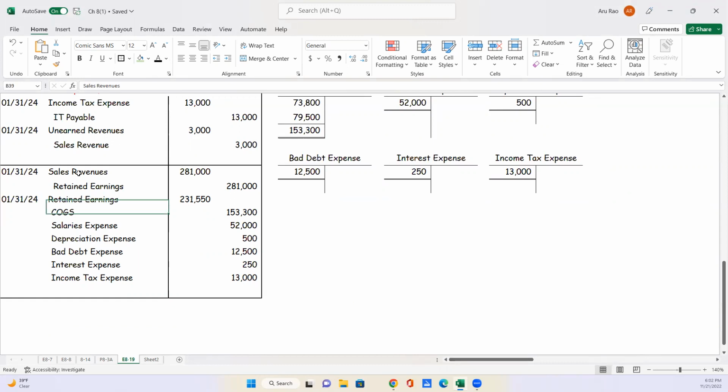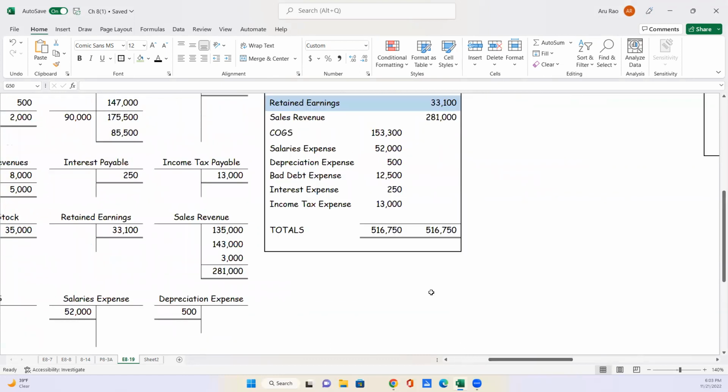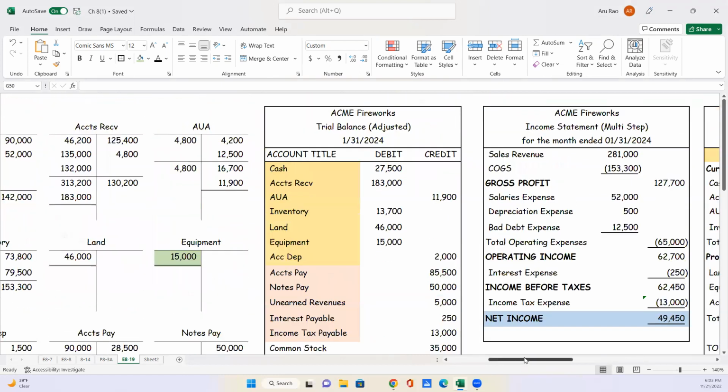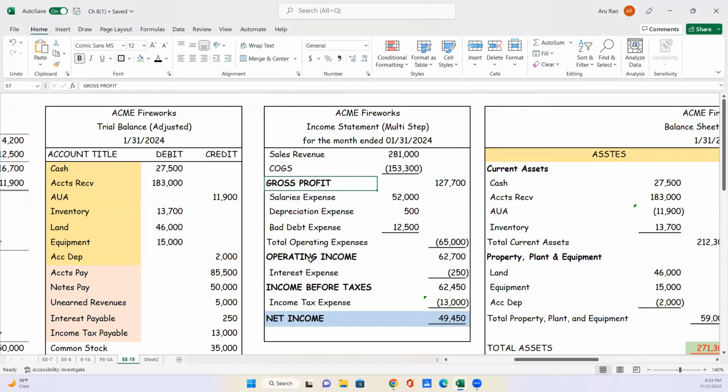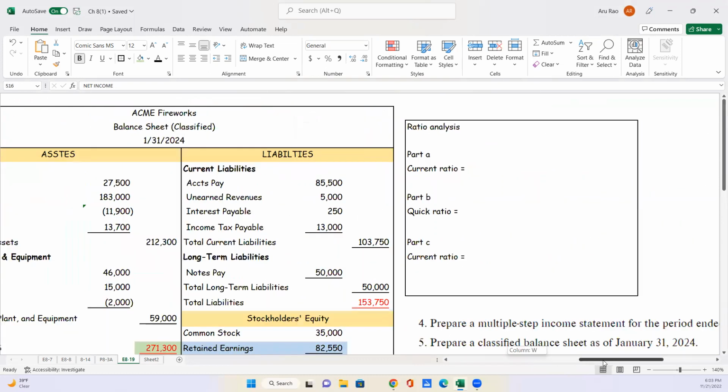Again, you're closing revenues and all expenses. Remember, cost of goods sold is an expense. So pretty much everything that's in that income statement, not the calculated numbers. What I mean over here is, in the income statement, gross profit, operating income, income before taxes, net income, these are all calculated numbers. We don't close those. Those are not accounts. They're just subtotals. All the other accounts get closed. Now let's move on to the last part.